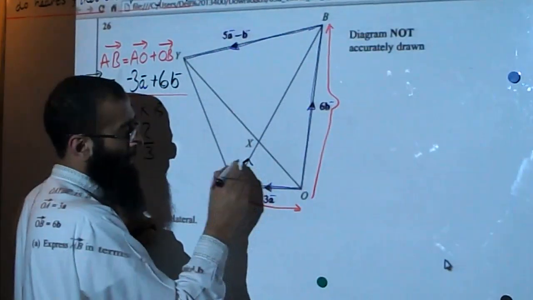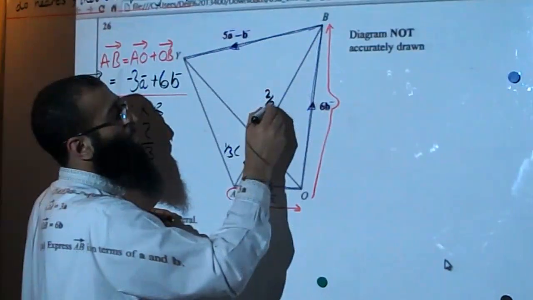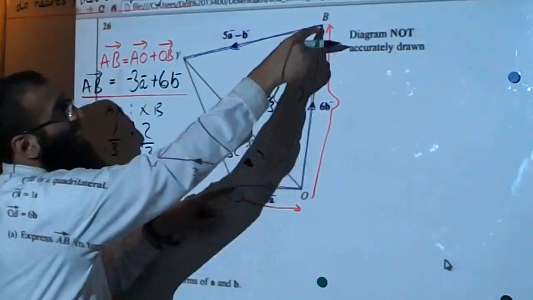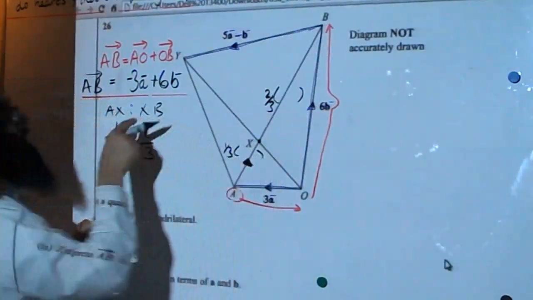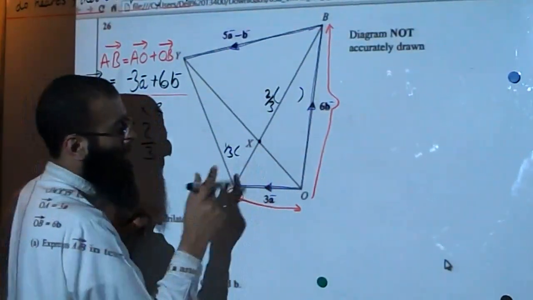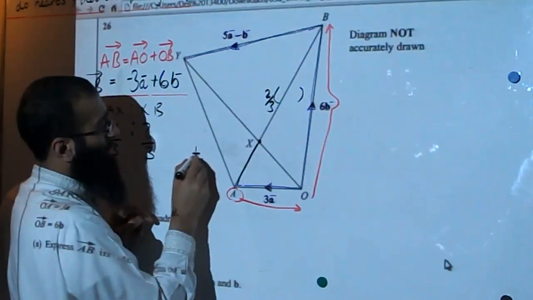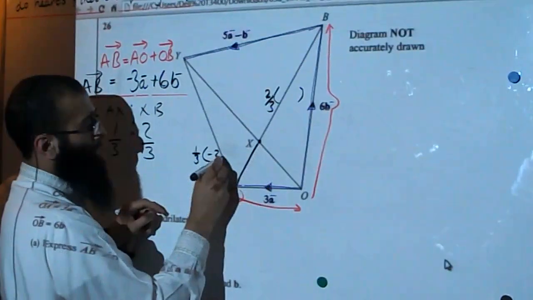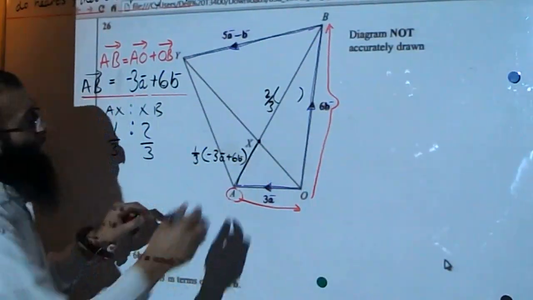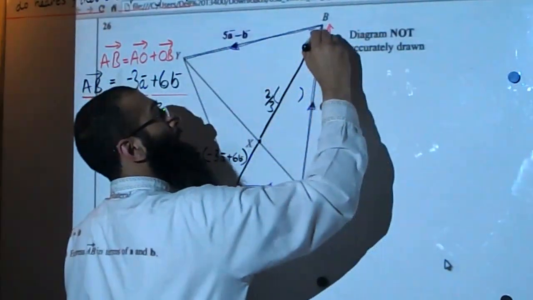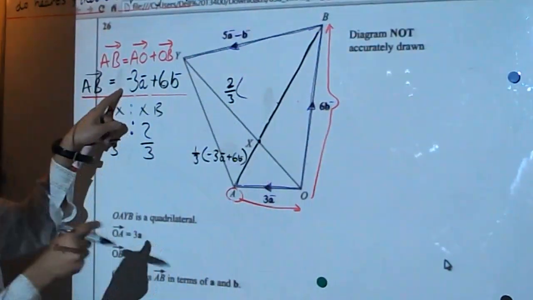So if I go from A to X, this will be worth 1/3 of whatever this vector here is, and this one will be worth 2/3. Now, the vector that goes from A to B, we've just worked it out as minus 3a plus 6b, so that's going to be 1/3 of that. This second part from here to here will be worth 2/3 of that. So let's put that in. 1/3 of minus 3a plus 6b. And from here to here is going to be 2/3 of that same vector A to B.